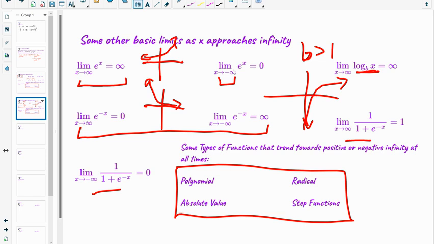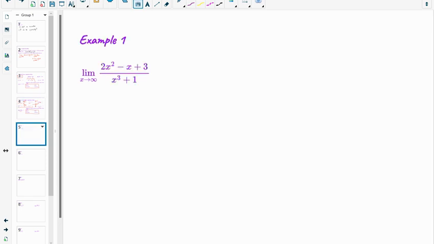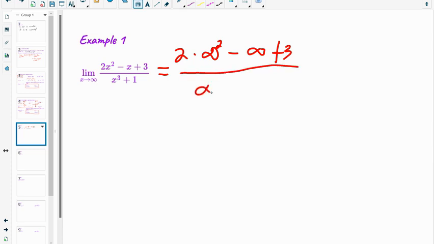Okay, let's go over some examples. So, the limit as x approaches infinity. Now, typically my mindset for all these problems is plug in first. So let's see what happens if we do that. So we get 2 times infinity squared minus infinity plus 3, divided by infinity cubed plus 1.